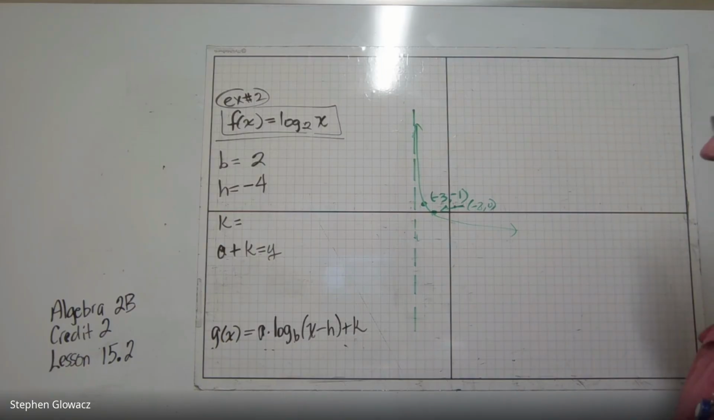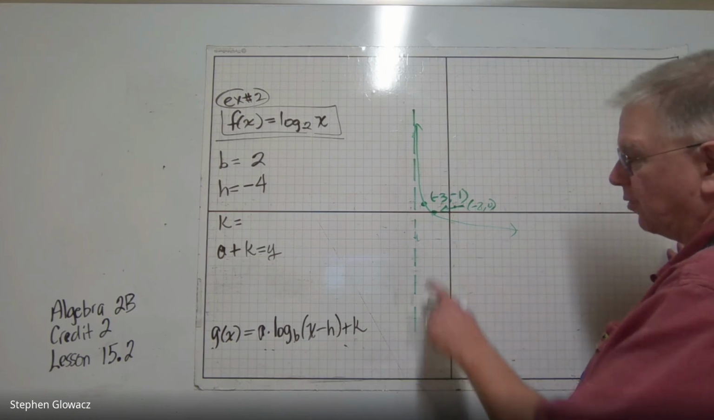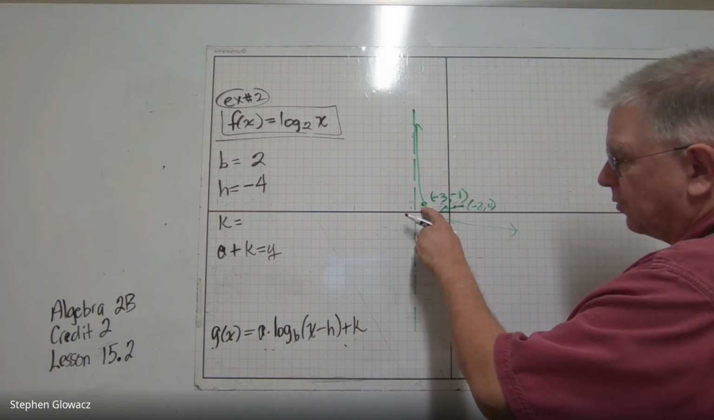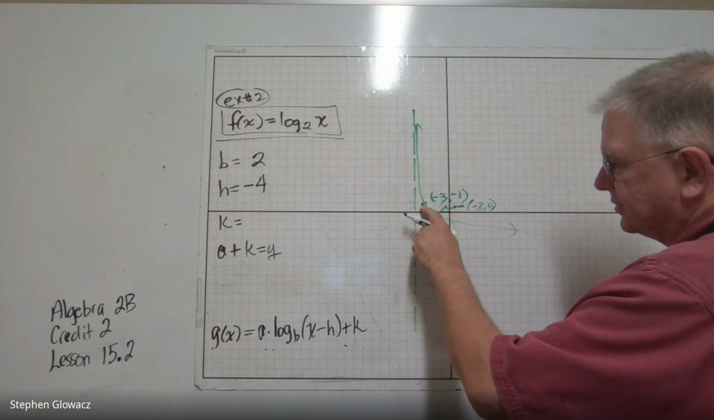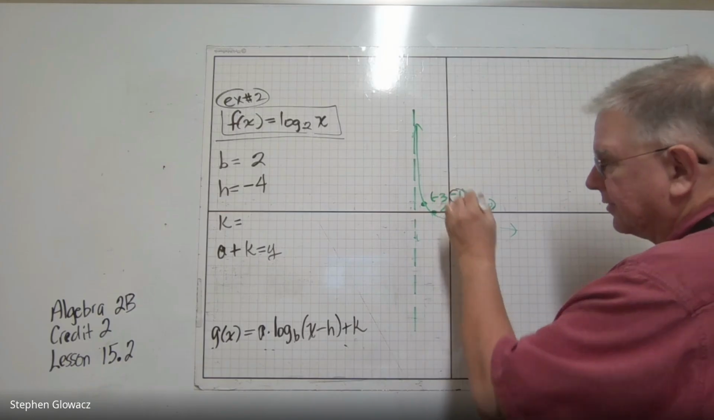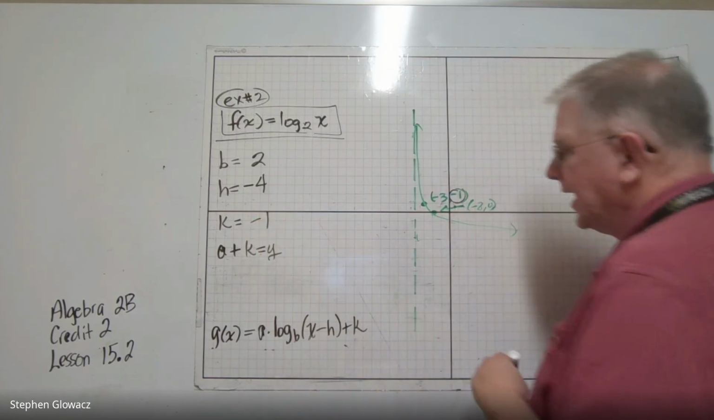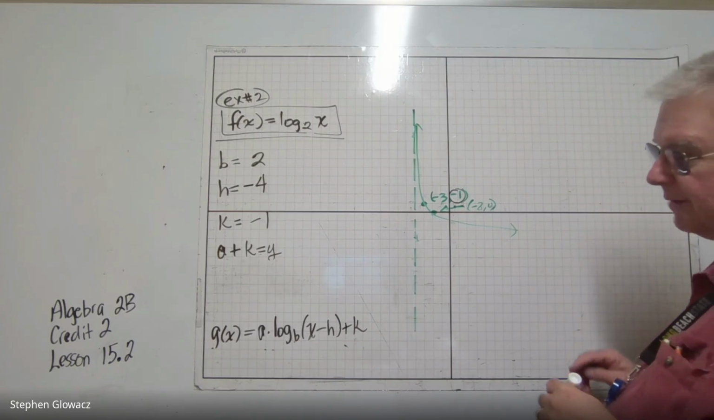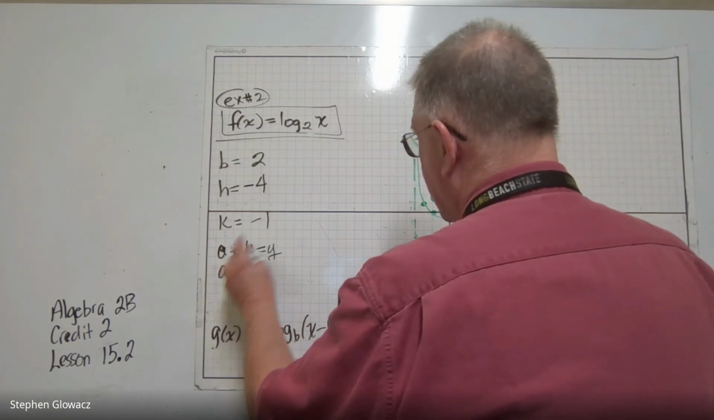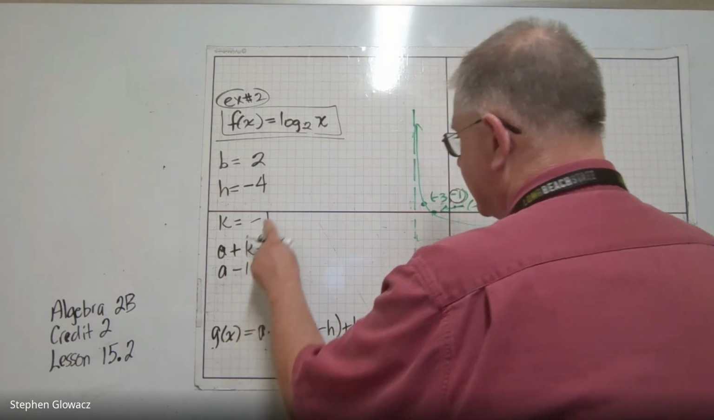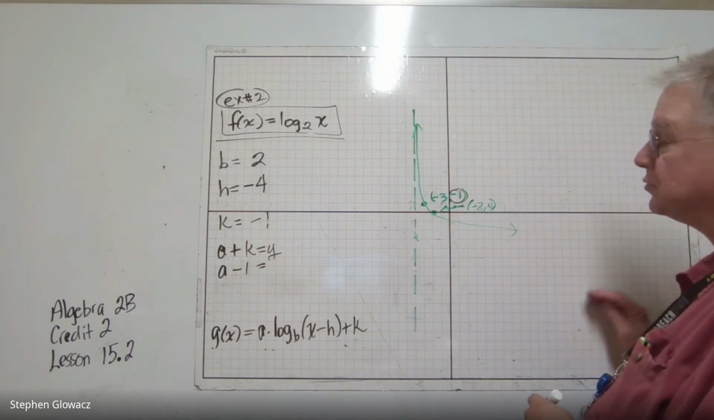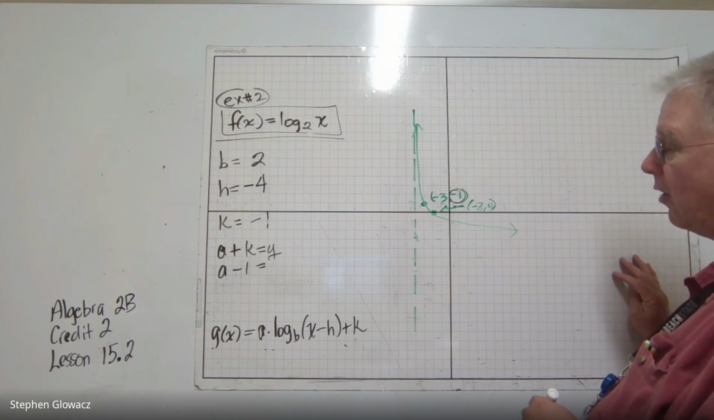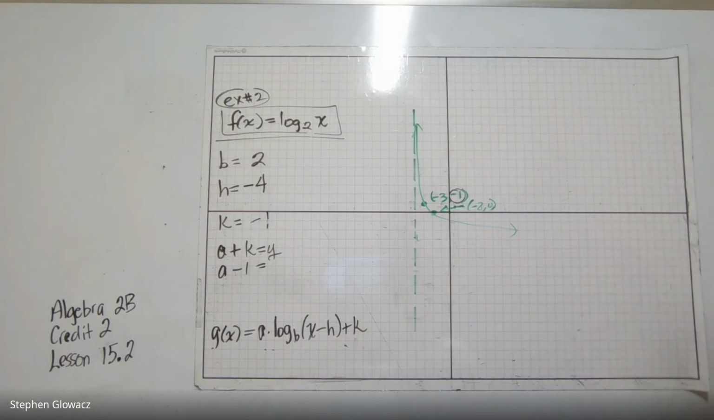All right, so now we need K. K, remember, is the y coordinate from the first reference point. The first reference point is the one closer to the asymptote, so it's this one here, and so K is negative 1. Now we have our little equation to set up to solve for A. We have A minus 1, because K is negative 1, equals y, which is the y coordinate from our second reference point.